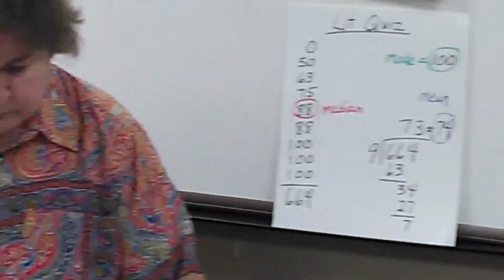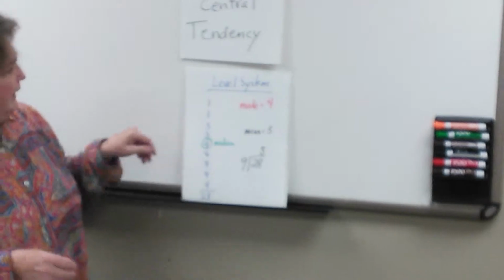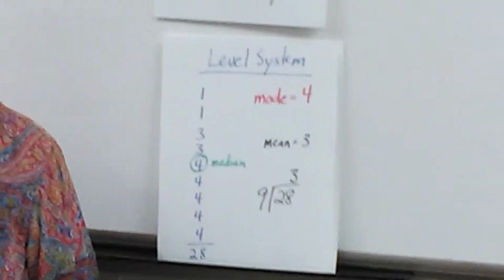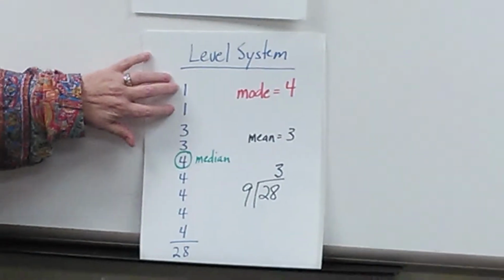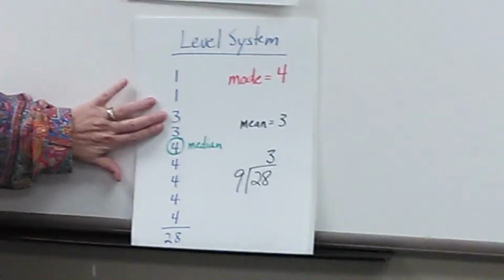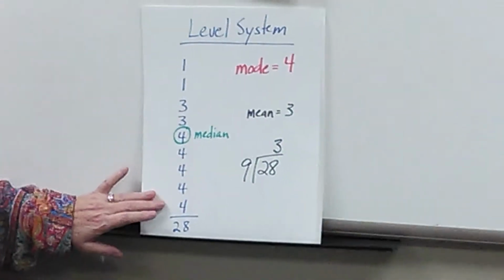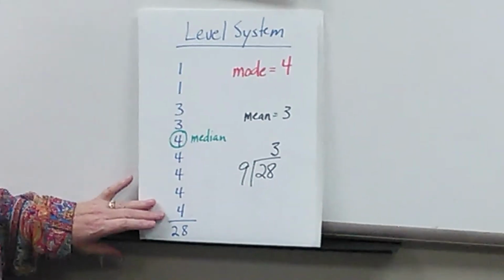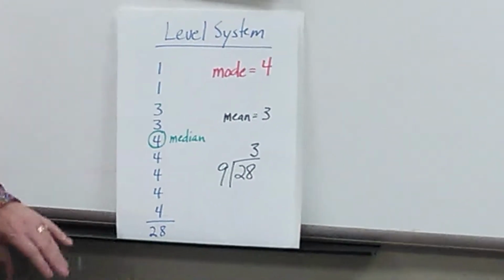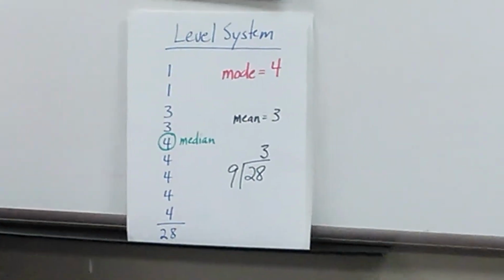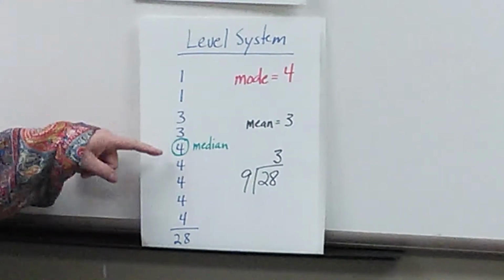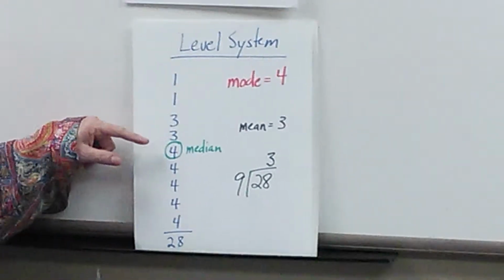So, let's take a look at one more set of numbers, our behavioral level system, okay? This will kind of show those things. We have 2 people on level 1, 2 people on level 3, and a bunch of folks, 5 of them, on level 4, okay? So what's our mode? 4, because it's the most common number. What's our median? 4, because it's the number in the middle, okay?